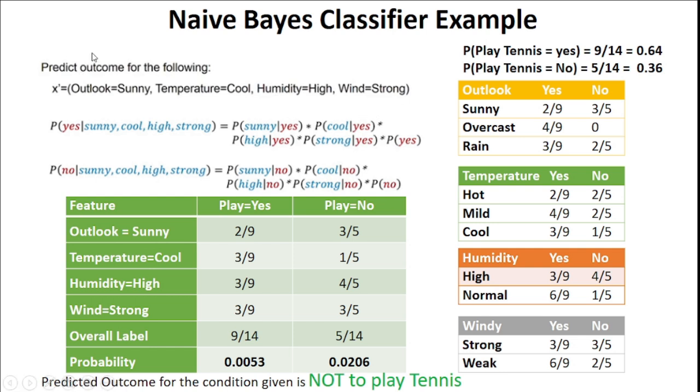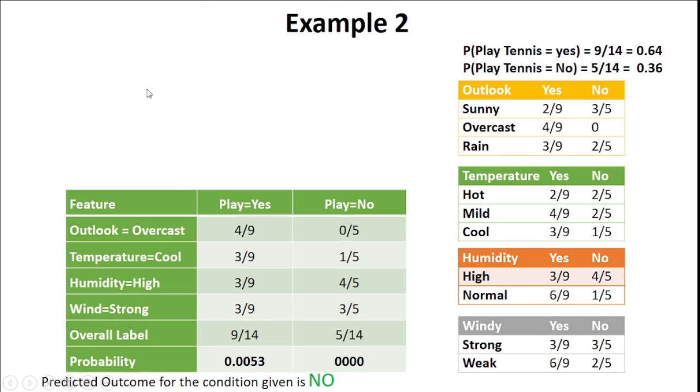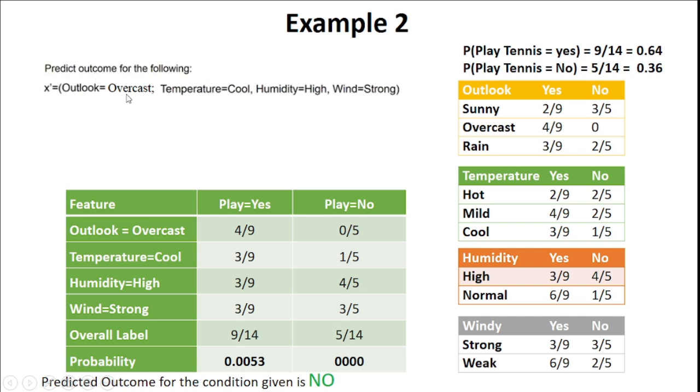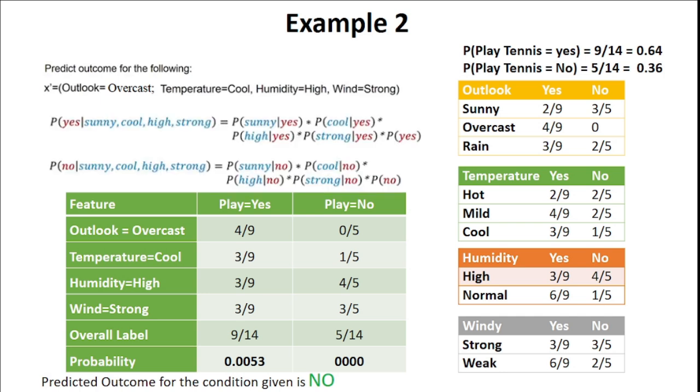In the same way, now let me change the outlook from sunny to overcast. See here, the probability of overcast for not to play tennis is 0 by 5. In this condition, play tennis is 0.0053, but for not to play tennis, if you multiply, one term becomes 0, so the whole term becomes 0. So automatically 0 is less than 0.0053, and you would say you can play tennis. But this is the wrong approach.